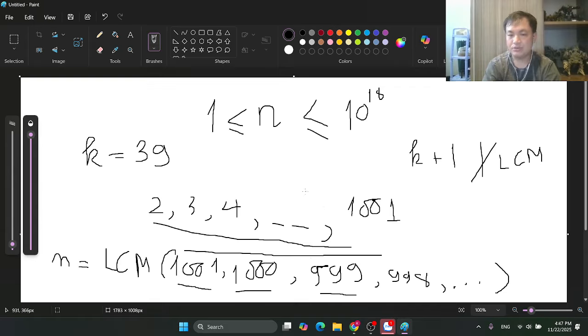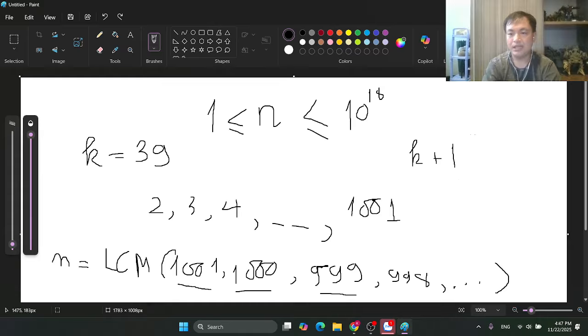That means you choose some numbers from this set of integers, and you have to ask the query about the LCM. Ask again, and if k plus 1 is not the divisor, you have to eliminate it, and then repeat the process until k plus 1 is the divisor.